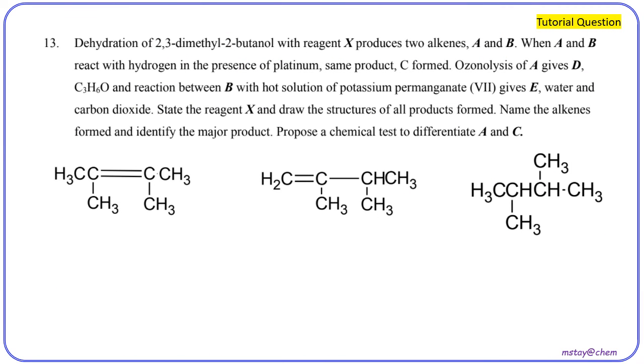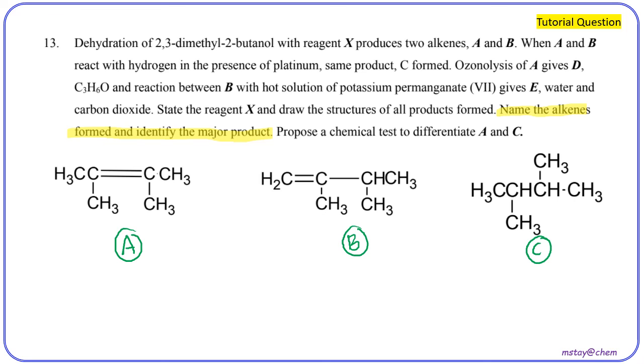Okay, let's continue with the second part of question 30, which is here. Name the alkenes formed and identify the major product. Propose a chemical test to differentiate A and C. I think this one we will discuss in the next video because we haven't entered the chemical test yet. So these are the structures that we drew, identified in the previous slide. This is A, this is B, and this is C.